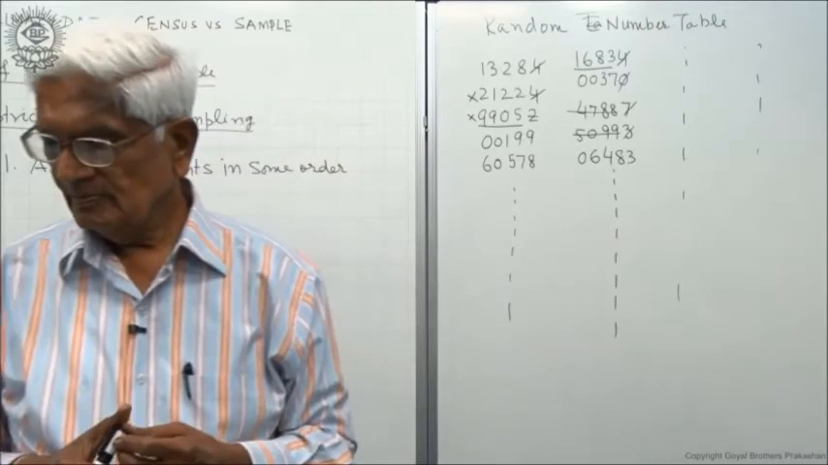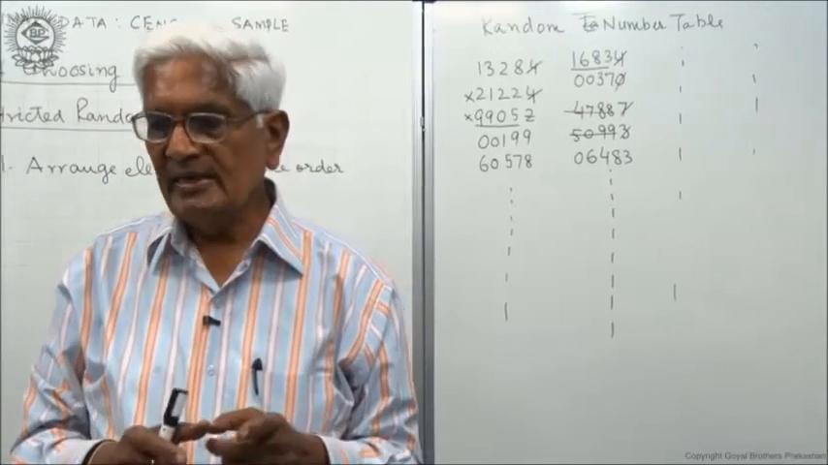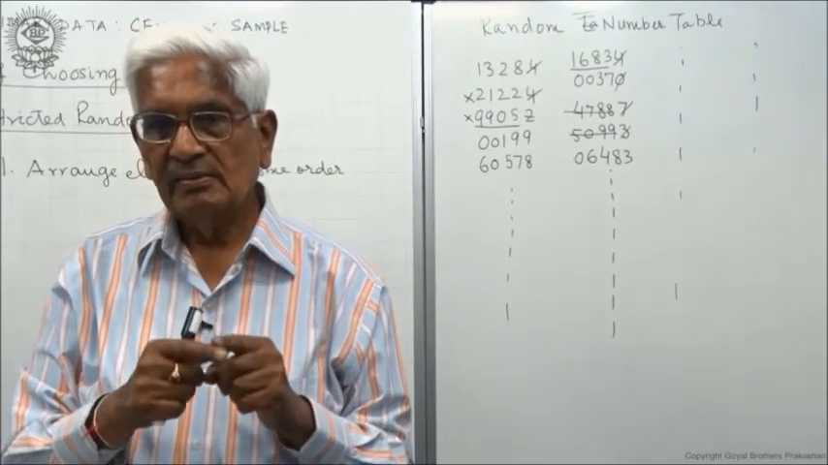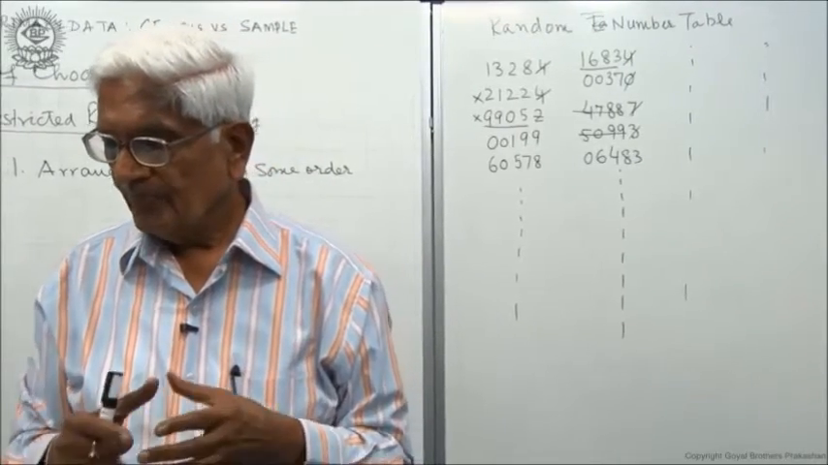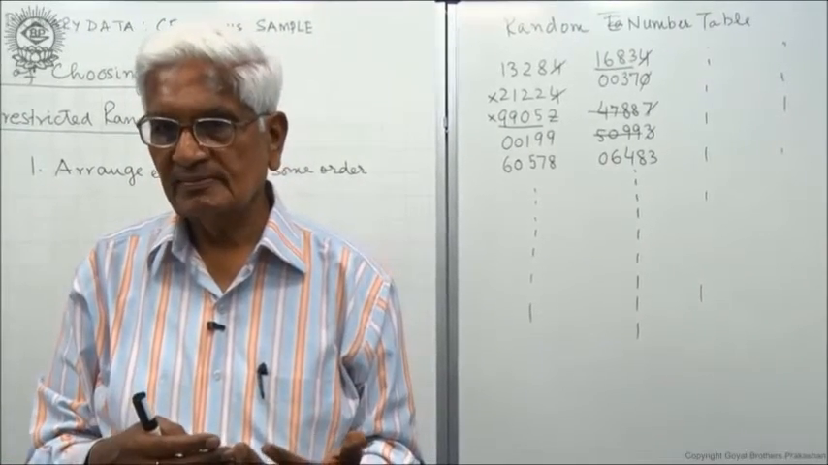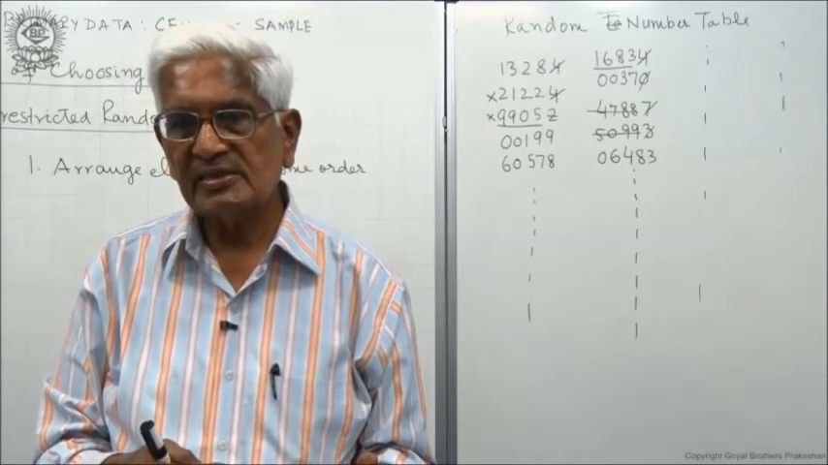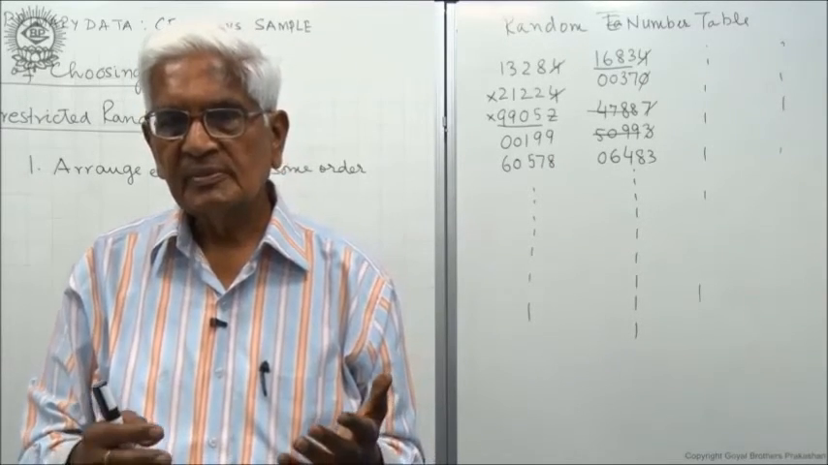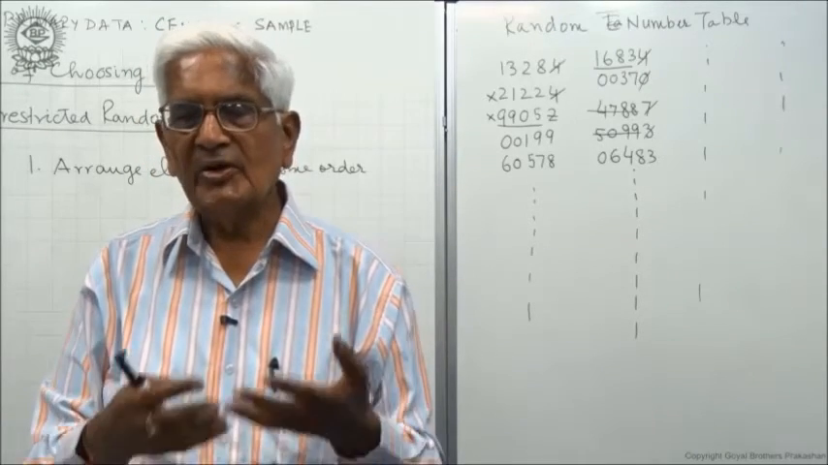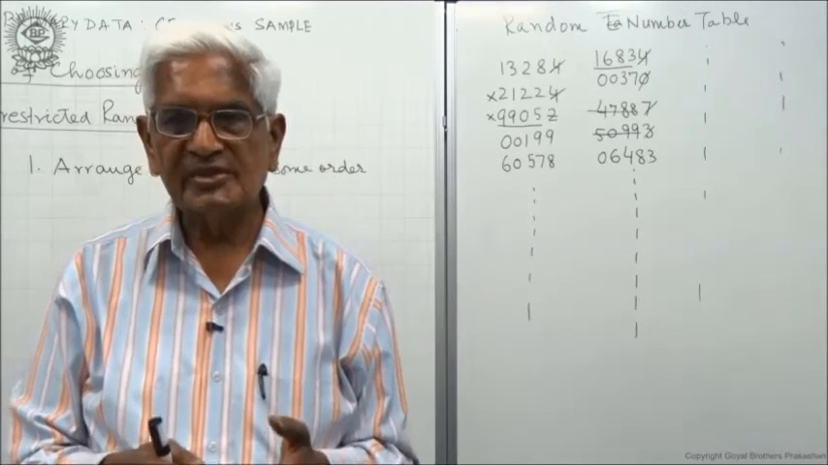Like this, select all the numbers which are in the list of universe, which match with your list, and go on rejecting which do not match with your list. This table is very long. One of the pages of this table is printed in the book. You have only to explain the method. You're not going to be asked to choose the sample and all that.